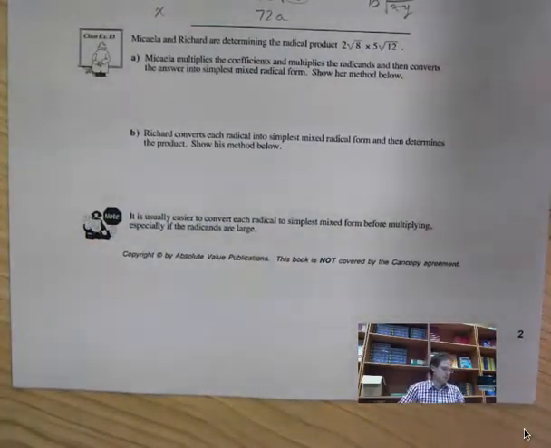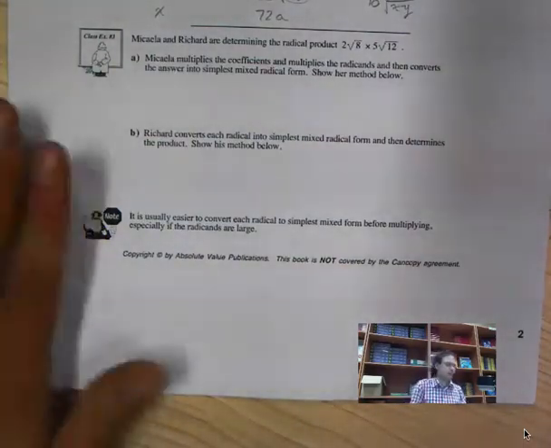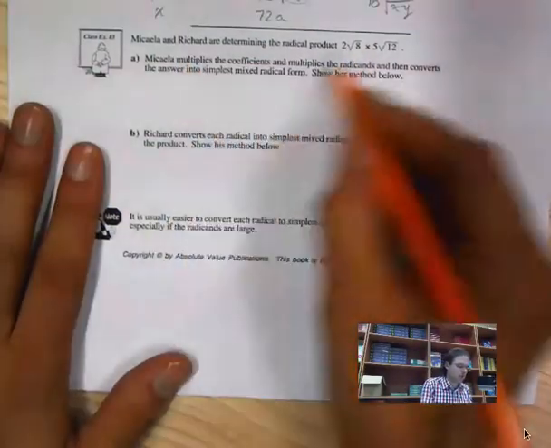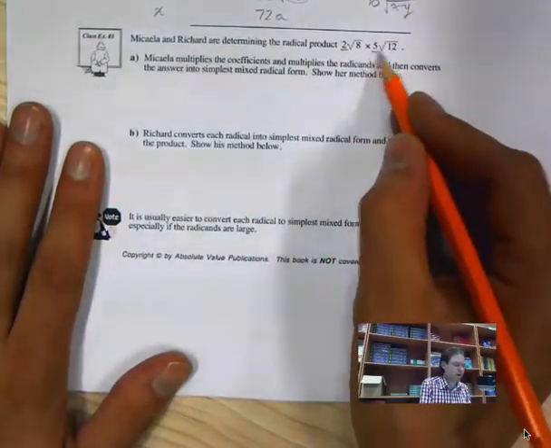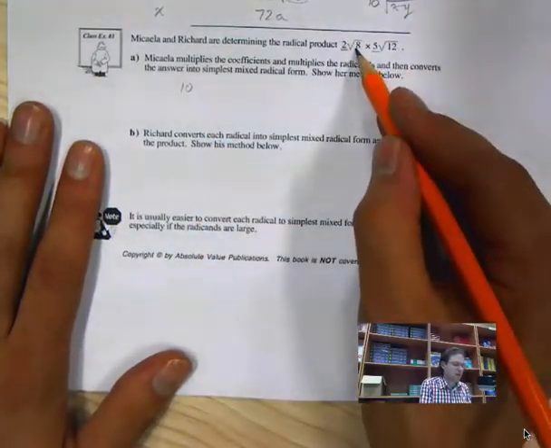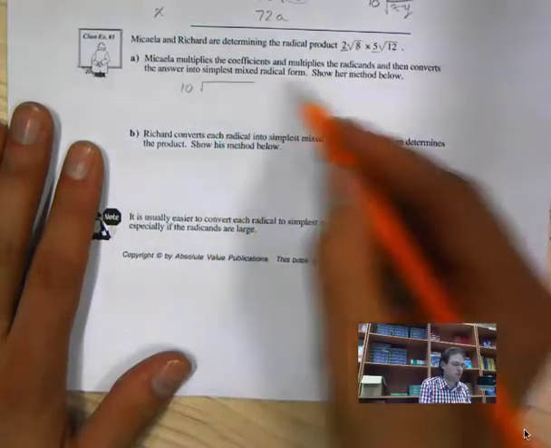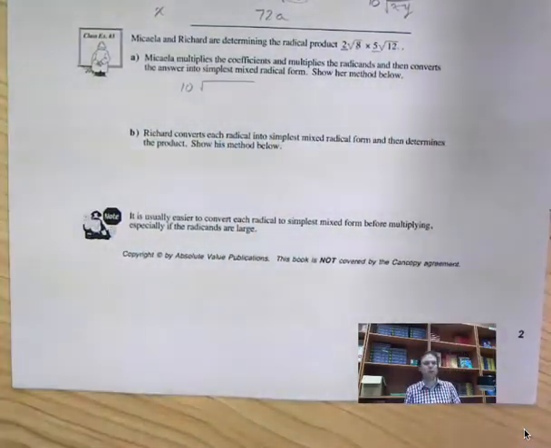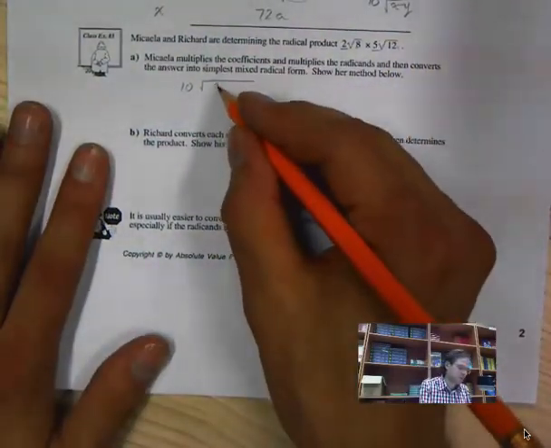Example number 3. So we have Michaela and Richard are determining the radical product of the following. Michaela multiplies coefficients and multiplies radicands, then converts the answer into simplest radical form. Show her method. So step 1, she multiplies both. So 2 multiplied by 5 is 10. 8, and then we have square root. Then we go 8 multiplied by 12 is 96.